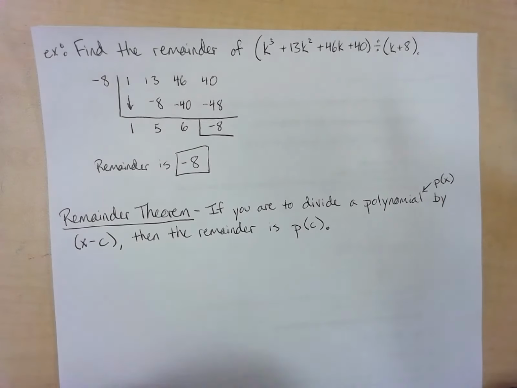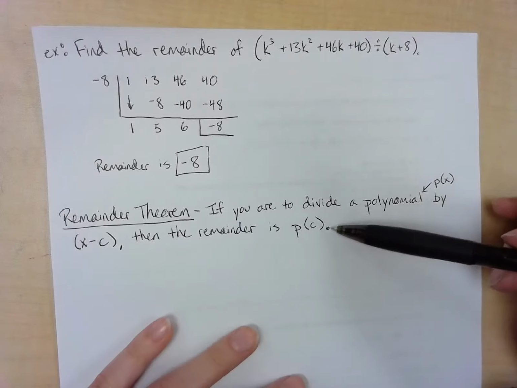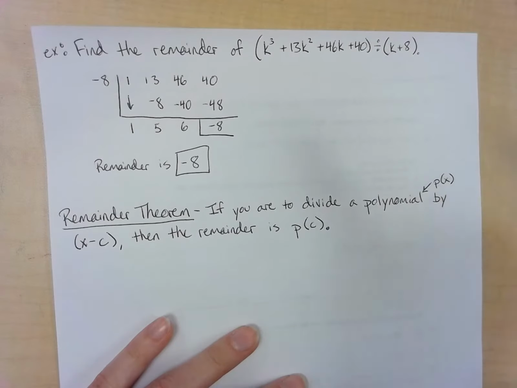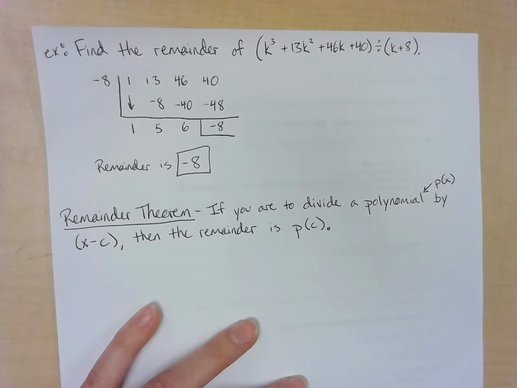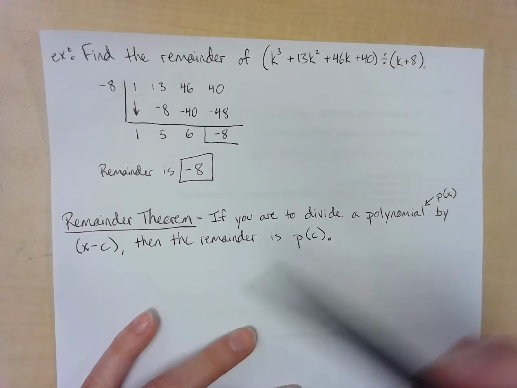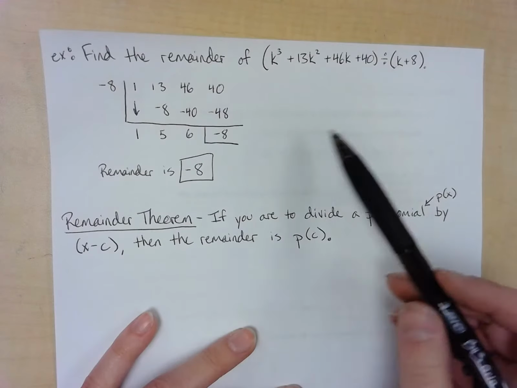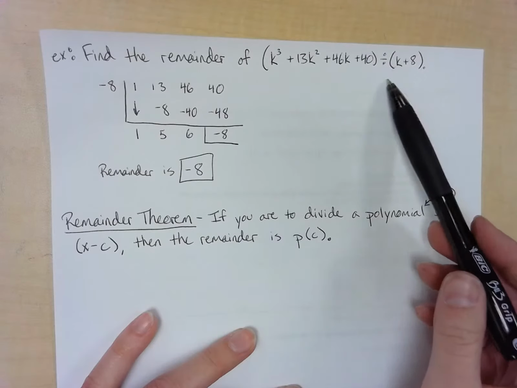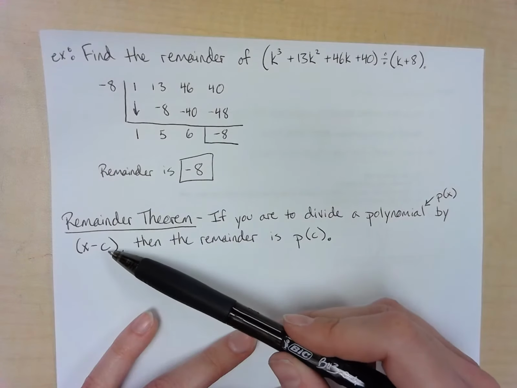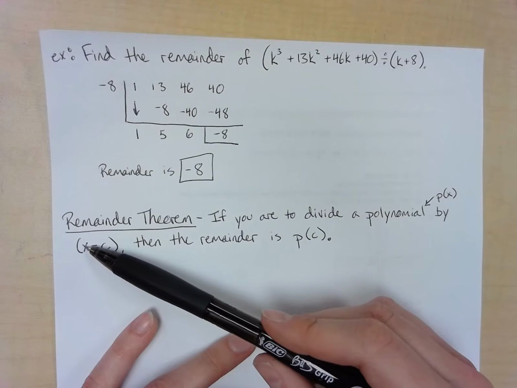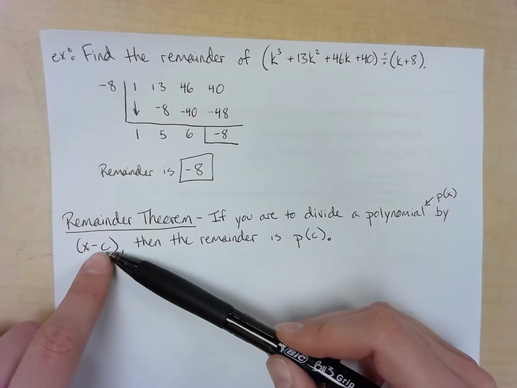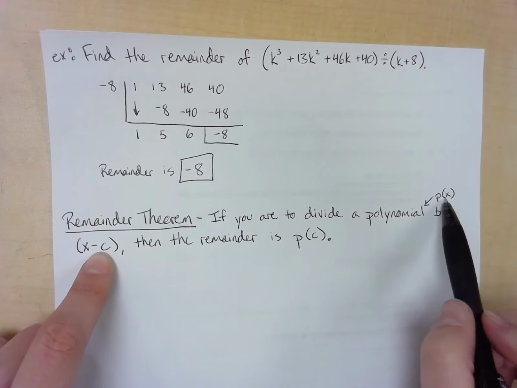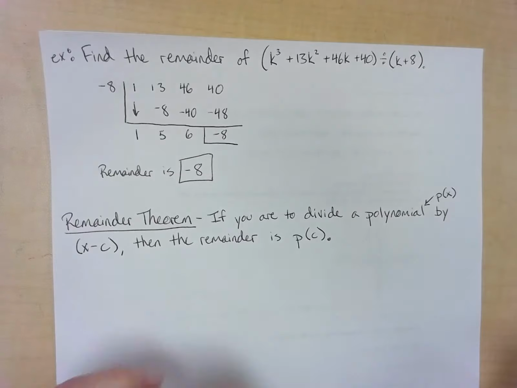And hopefully you understand what that means, but let me translate this for you by example. If I want to find the remainder, I could do synthetic division, or what the remainder theorem says is that if I'm dividing by a linear binomial whose leading coefficient is 1, all I have to do is plug in the solution or the root of this into my function, and then it's going to pop out the remainder.